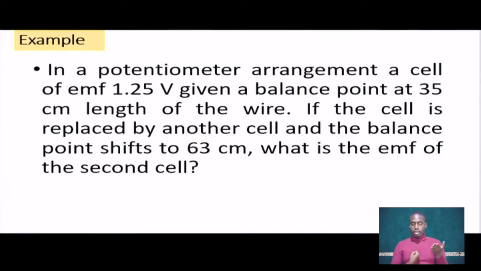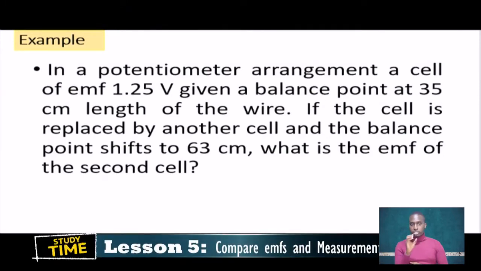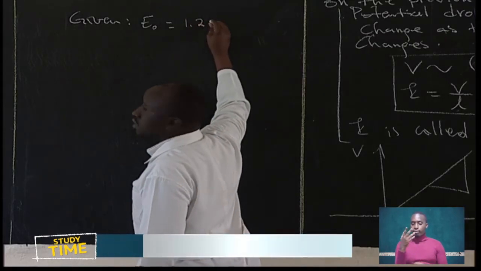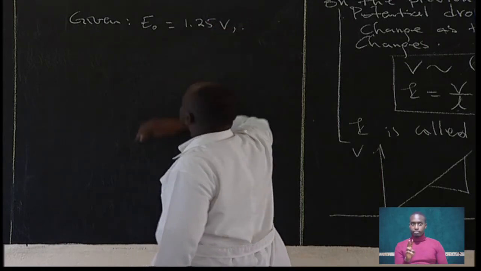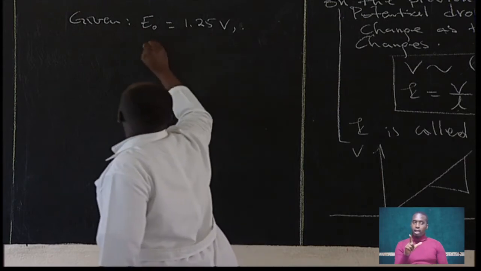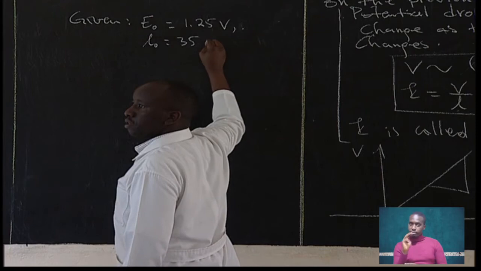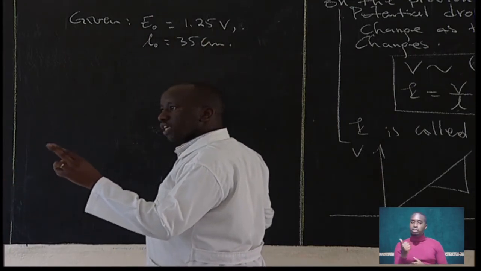So let's say that what is given is this E0, and there is L0 and L1. So this E0, electromotive force, or the standard, is given to be 1.25 volts. So let's say L0 equals 35. This is 35 centimeters. And what else is given there?